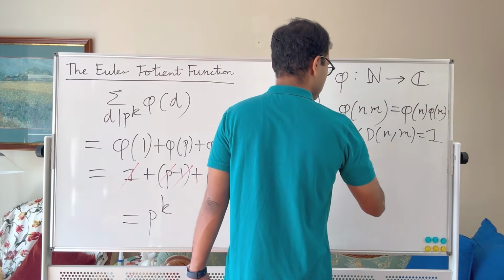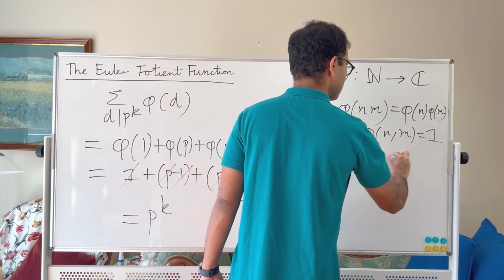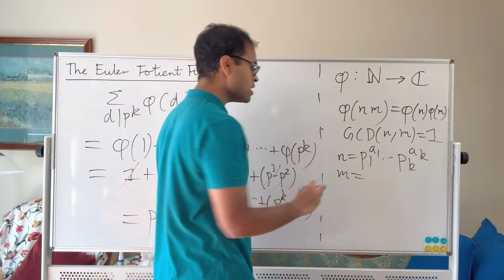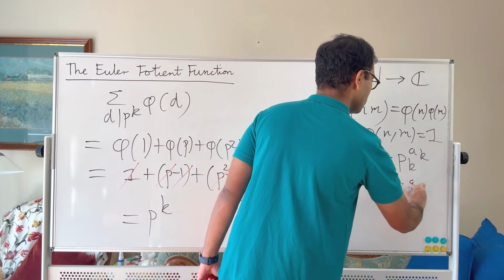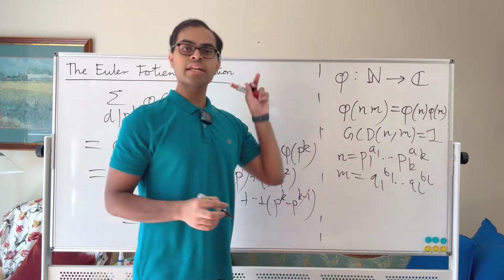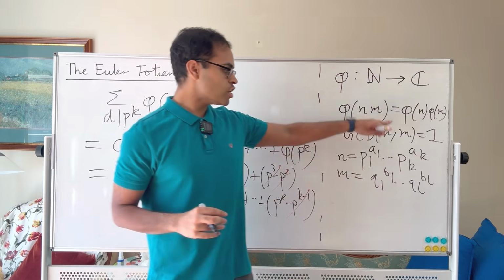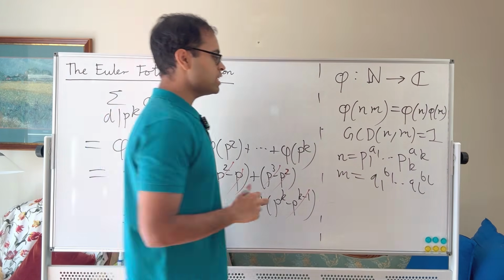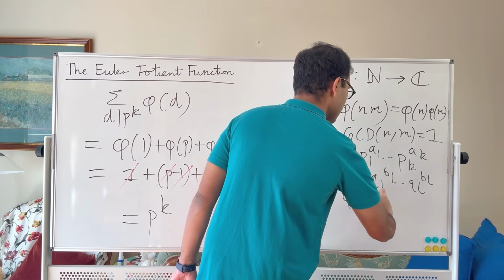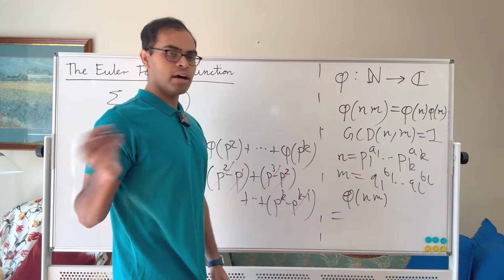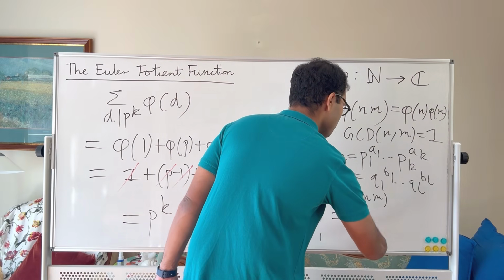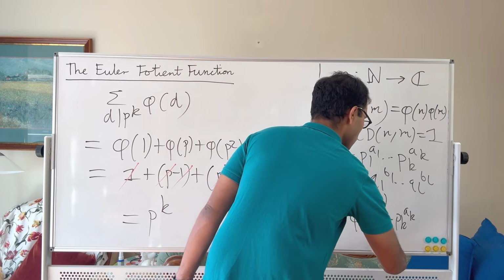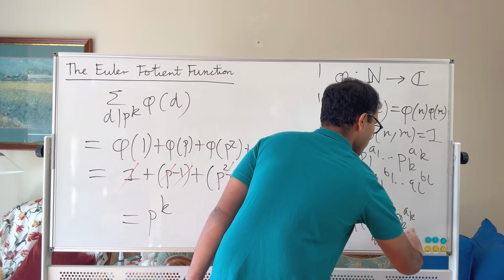Well, it's basically what we just saw. If n is a product of prime powers, p1 to the a1 all the way up to pk to the ak, and if m is a product of prime powers, q1 to the b1 through ql to the bl, then because the greatest common divisor of n and m is 1, there's not going to be any common overlap in the prime factors of n and the prime factors of m. So in particular, we can calculate phi of nm. We saw earlier in the proof that this is just equal to phi of the product p1 to the a1 through pk to the ak, all the way up to q1 to the b1 through ql to the bl.